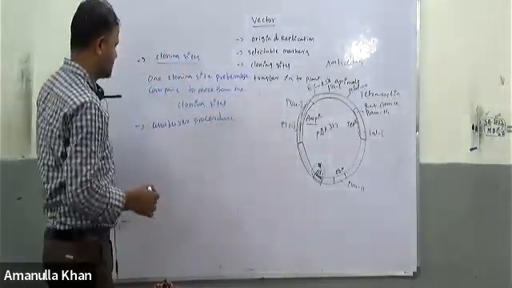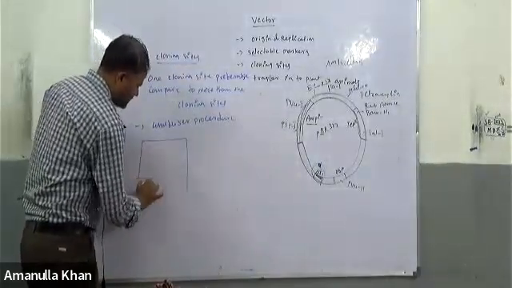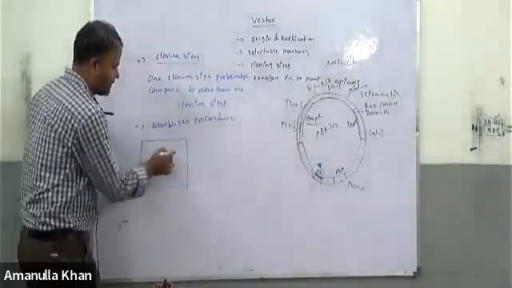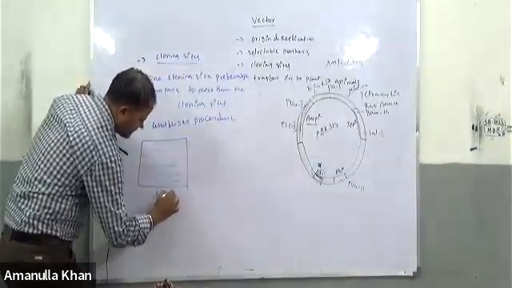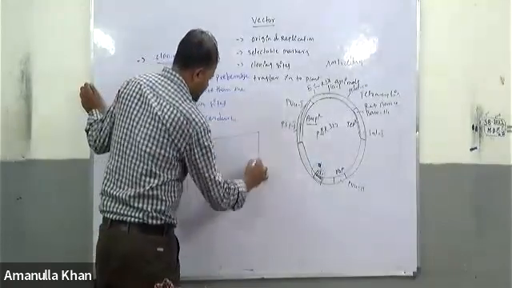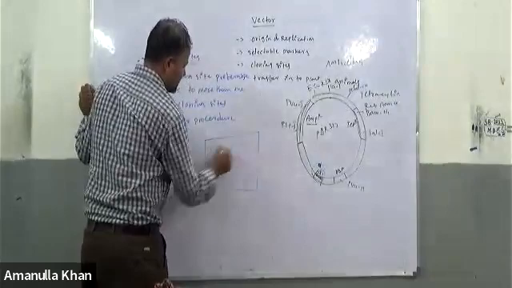In this procedure, there are two plates. In one plate, we spread the ampicillin resistant gene. In another plate, we spread the tetracycline resistant gene.